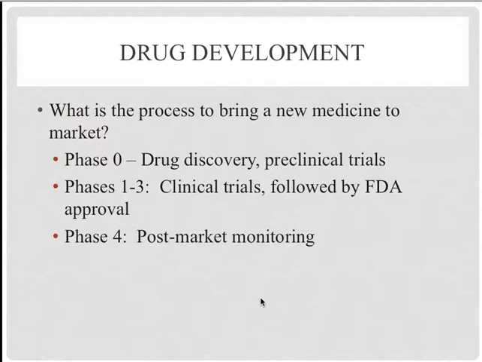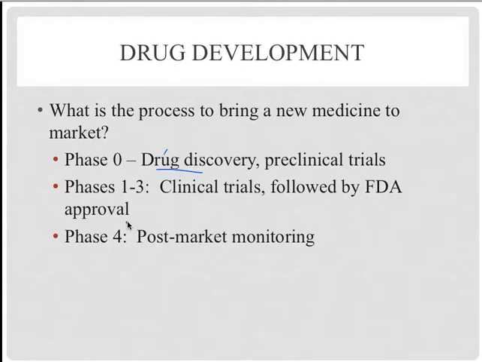Phase 0 is drug discovery and preclinical trials. So you're trying to synthesize a new drug, or you're trying to isolate it from an existing person-animal substance. Phases 1 through 3 consist of those clinical trials, and those are followed by the FDA approval.